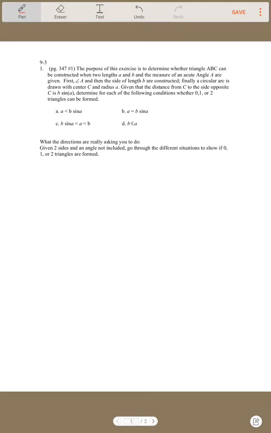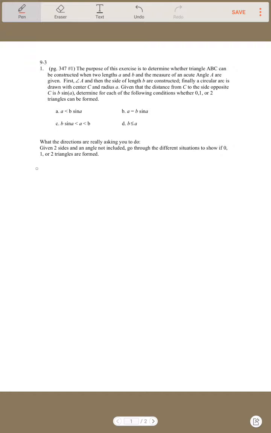Hi class. Let's turn our notes to 9-3 and take a look at this first problem. It says the purpose of this exercise is to determine whether triangle ABC can be constructed when two lengths A and B and the measure of an acute angle A are given. First, angle A and the side of length B are constructed. Let's go ahead and do that.